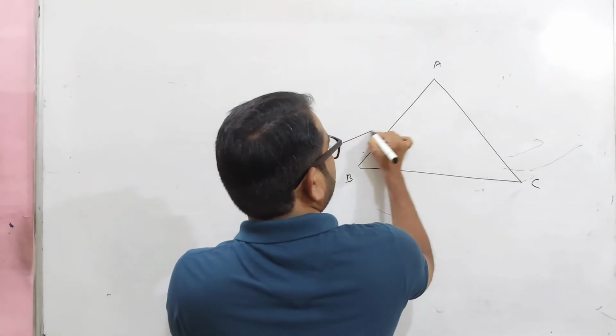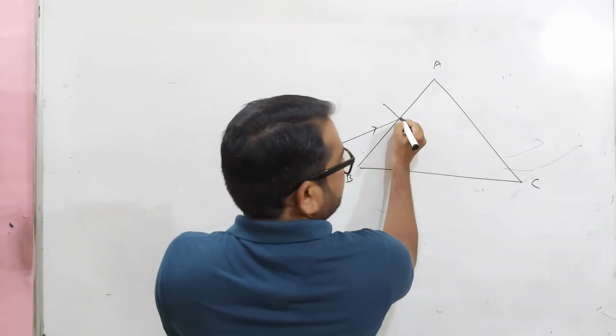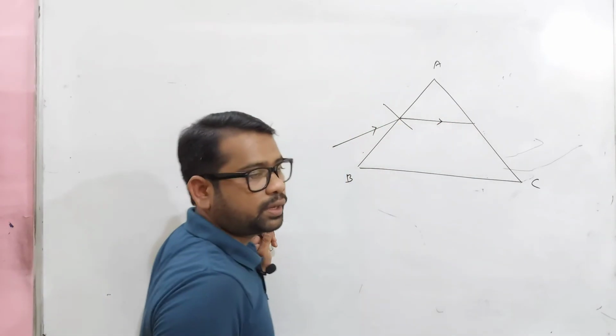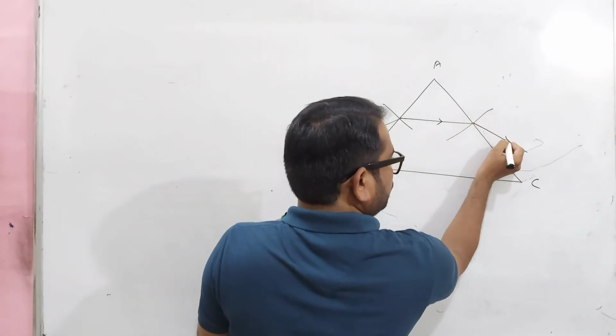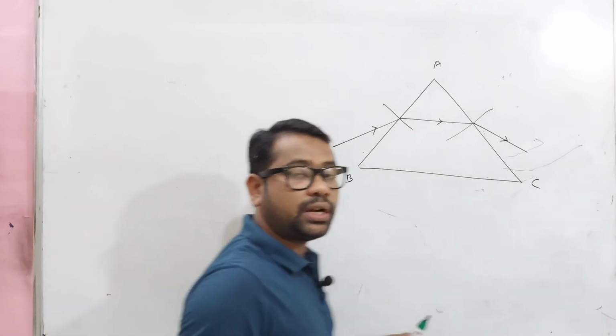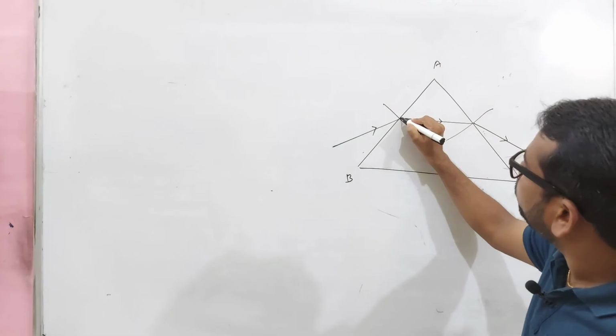Children, here is the incident ray, so a normal is drawn, so that light gets refracted like this, and again here a normal is drawn, so finally it will go like this. Okay, it is fine. Now dear children, if there is no prism here, this light would have traveled like this, right?